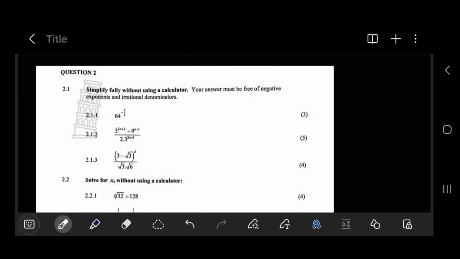Now we're on to question 2. And 2.1 says simplify fully without using a calculator. Your answer must be free of negative exponents and irrational denominators. So 2.1.1, we have 64 to the power negative 2 over 3.